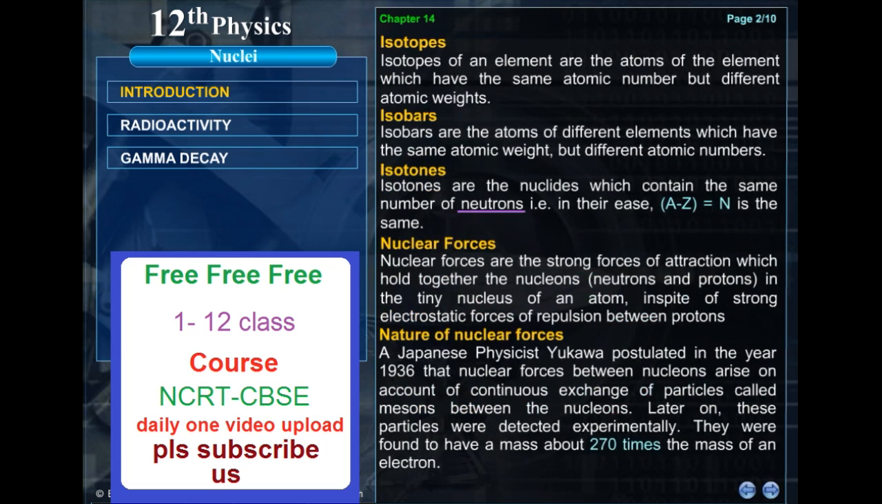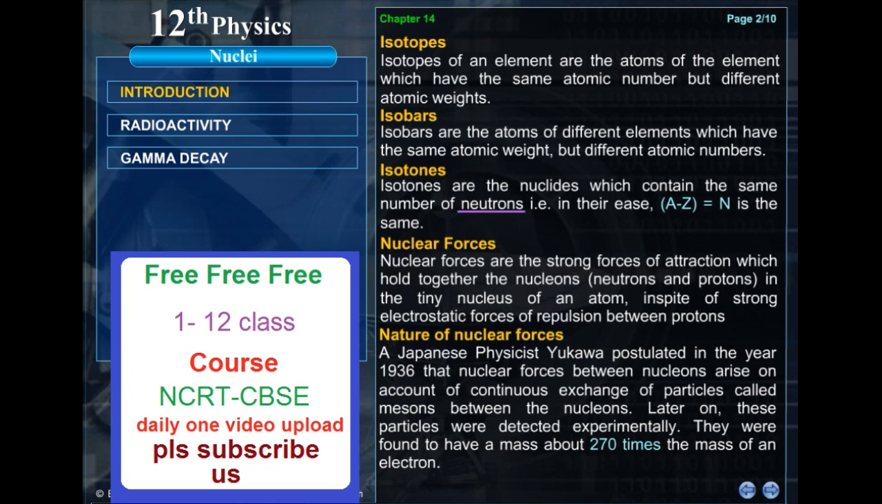Isotopes. Isotopes of an element are the atoms of the element which have the same atomic number but different atomic weights. Isobars. Isobars are the atoms of different elements which have the same atomic weight but different atomic numbers. Isotones. Isotones are the nuclides which contain the same number of neutrons, that is, in them A minus Z, which is equal to N, is the same.